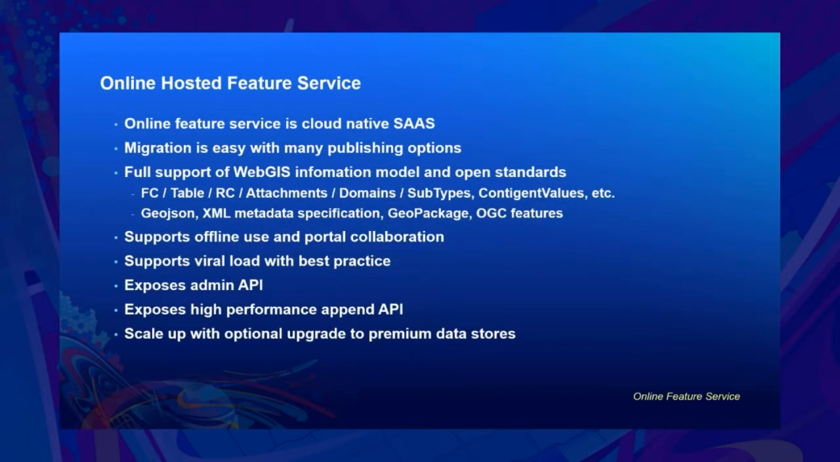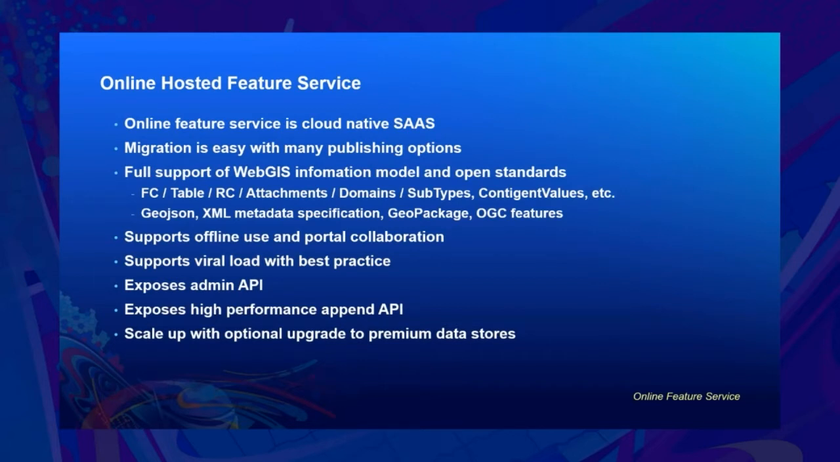Online feature services is a cloud native SaaS. The migration is easy with many publishing options from different source files that include file geodatabase, service definition, CSV, Excel. We are fully supporting the WebGIS information model and open standards, from table to feature class to relationship, domain, contingent value, subtypes, and so on. For the open standards, we support GeoJSON, we support XML metadata specification, GeoPackage, and coming this year will be OGC features.